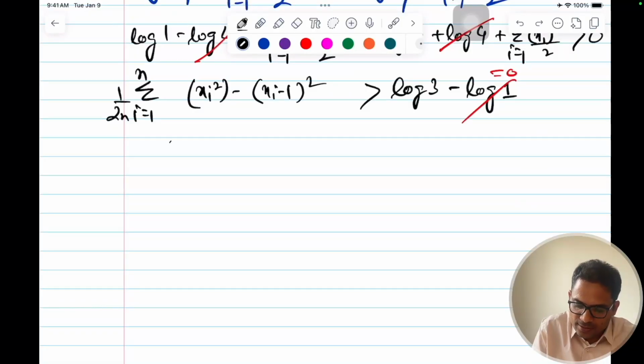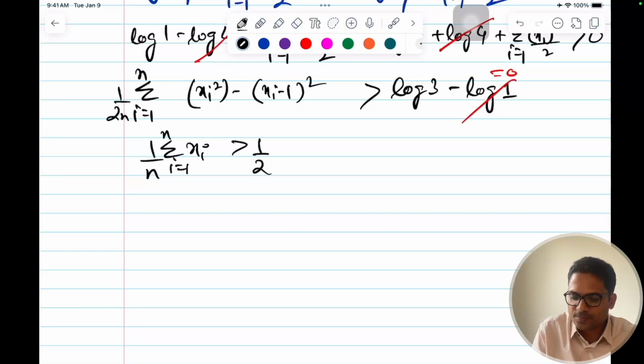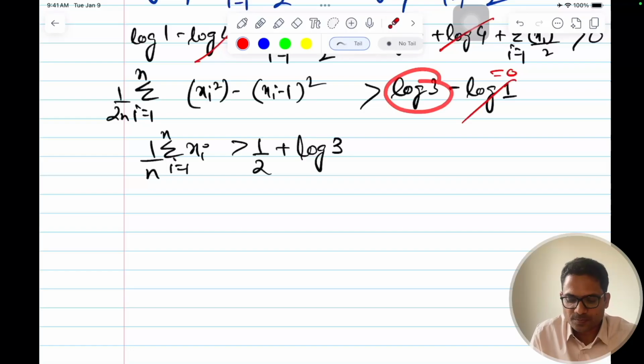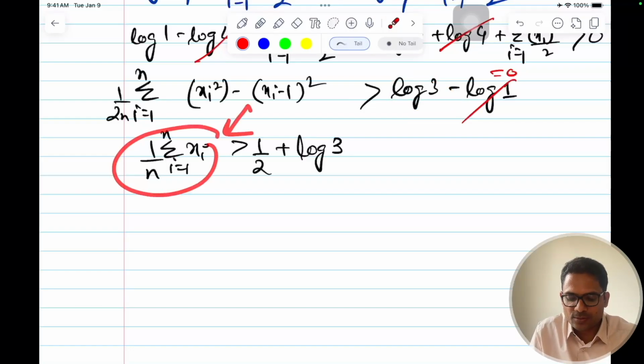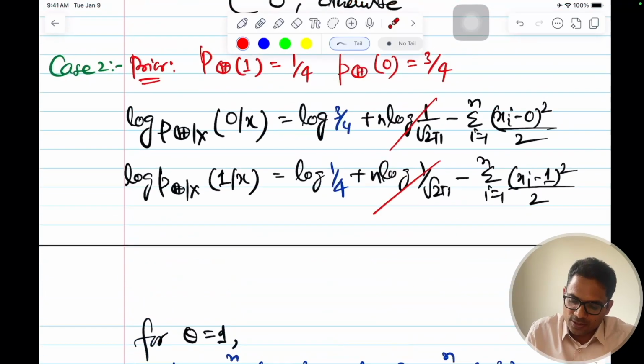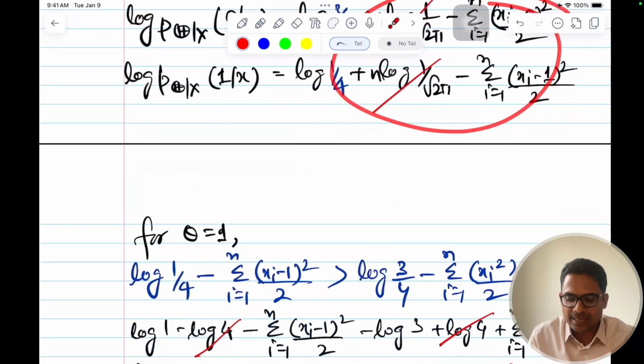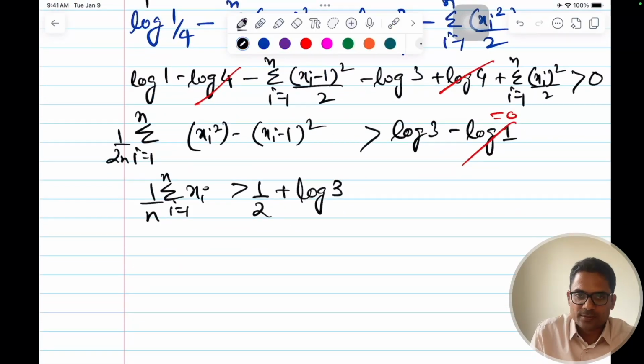So this will give me sigma 1 by n, i equal to 1 to n, xi is greater than half, and this is log 3, so this will be plus log 3 as well, because this is already there. So I'll just substitute this value. Now this is greater than half, and plus, earlier it was 0, and now I have one more log 3 term. Earlier it was log half minus log half, now this is log 3 by 4 minus log 1 by 4, and the rest of the terms come as it is. Okay, right?